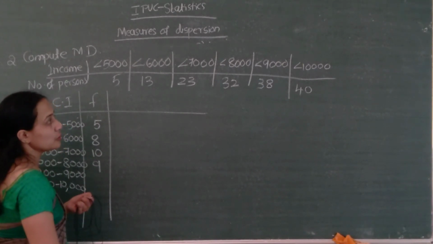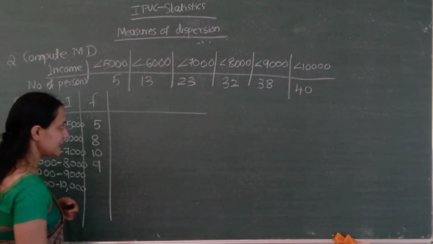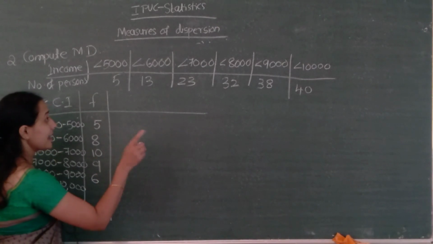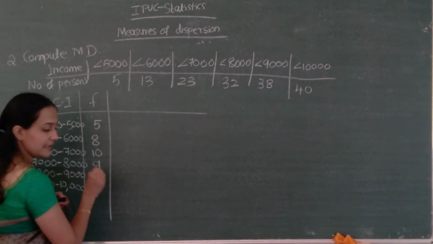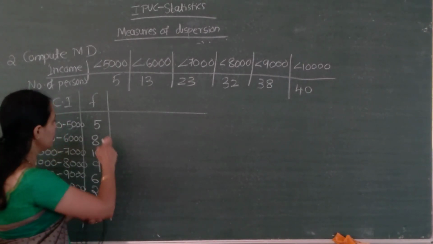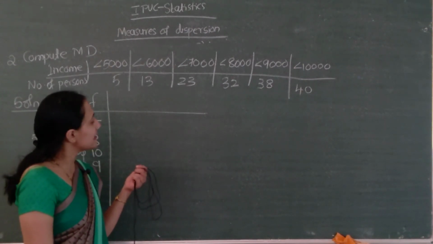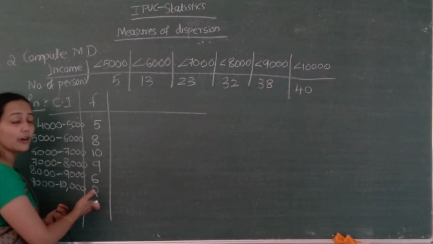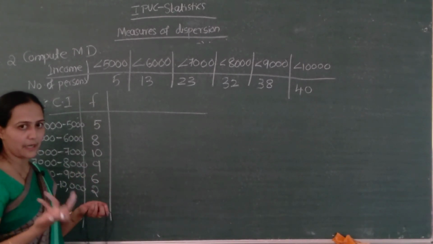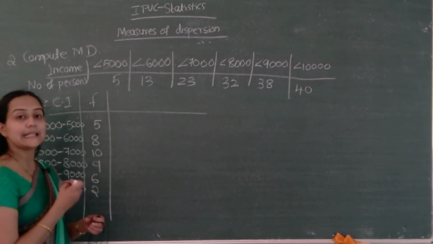38 minus 32, how much? 38 minus 32 is 6. Last, 40 minus 38 is 2. Correct? 5, 8, 10, 9, 6, 2. Clear? Next, once we found this much, the next problems are the same. The method is the same.